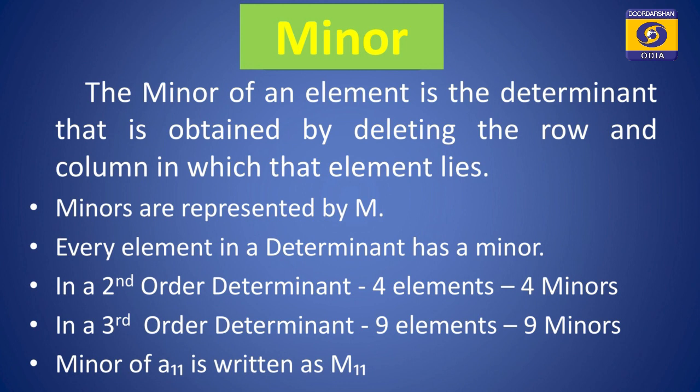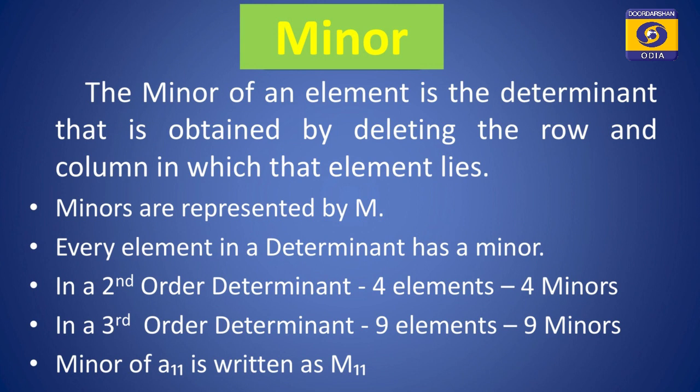What do you mean by a minor? Remember, in any determinant, however many elements there are, the number of elements must be equal to the number of minors. So, what is a minor? The minor of an element is the determinant that we get by deleting the row and the column in which the element exists. If there are 4 elements, then there are 4 minors. If there are 9 elements, there are 9 minors. So, a minor is basically a determinant, and we have to delete the row and the column of the element in which it exists.